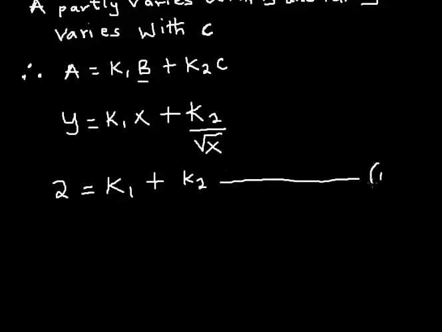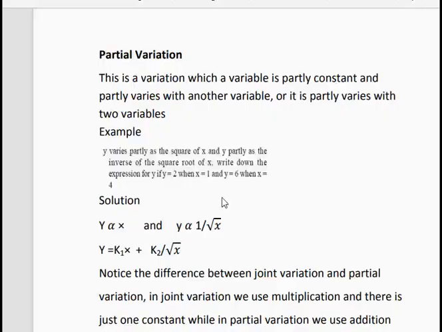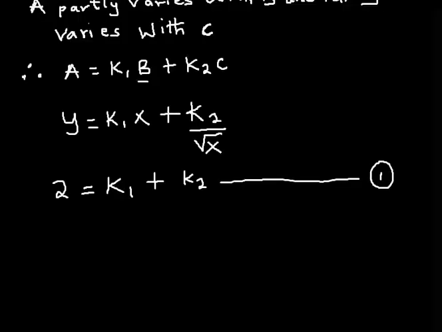Remember, I have two constants now, so I'll have to find those two constants. I will need two equations. Okay, so now I need another expression. When y is equal to 6, x is equal to 4. So that's going to be another equation.